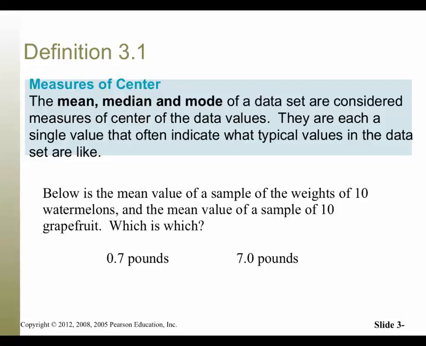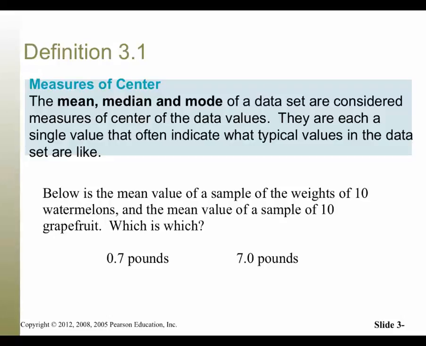Say below is the mean value of a sample of weights of 10 watermelons and a mean value of a sample of 10 grapefruit. Which is which? We have a mean, or arithmetic average, of 0.7 pounds for one of the fruits and a mean of 7 pounds for the other fruit. So this indicates around how much each fruit weighs. When we take an average, you get an idea of what the data values are like, right? So which fruit had a mean of 0.7 pounds?